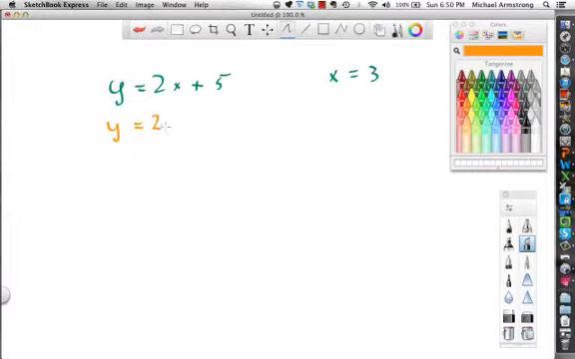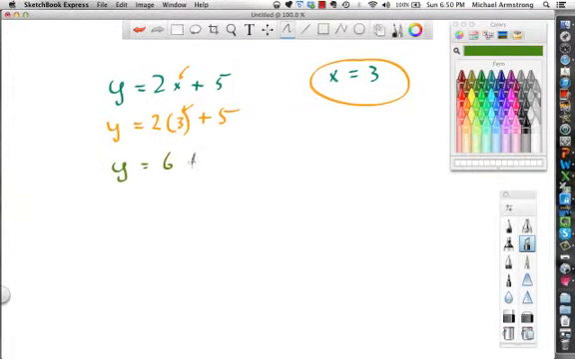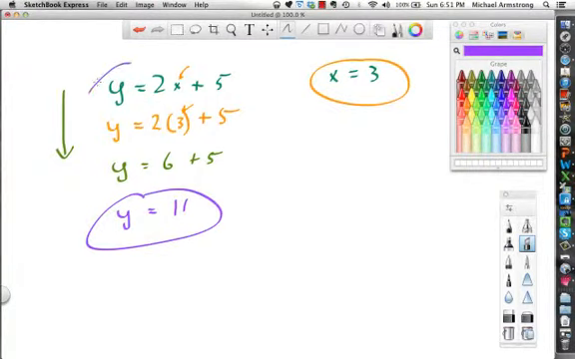Y is equal to 2 times x. X is 3, plus 5. See, x is 3, goes right into there, right in where the x is. And then we can go ahead and multiply. Y is 6 plus 5. And I'm just showing my work, working down the page, simplifying as I go. And the next one is y equals 11, because 6 plus 5 is 11. So this is the simplified version of this equation.